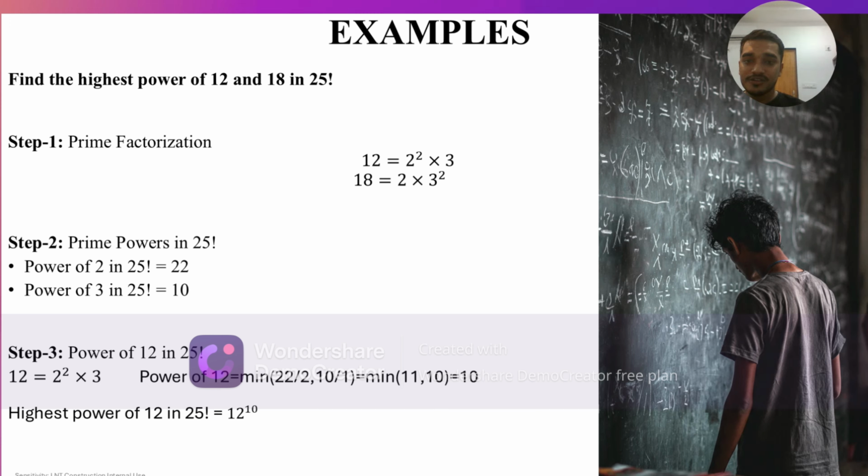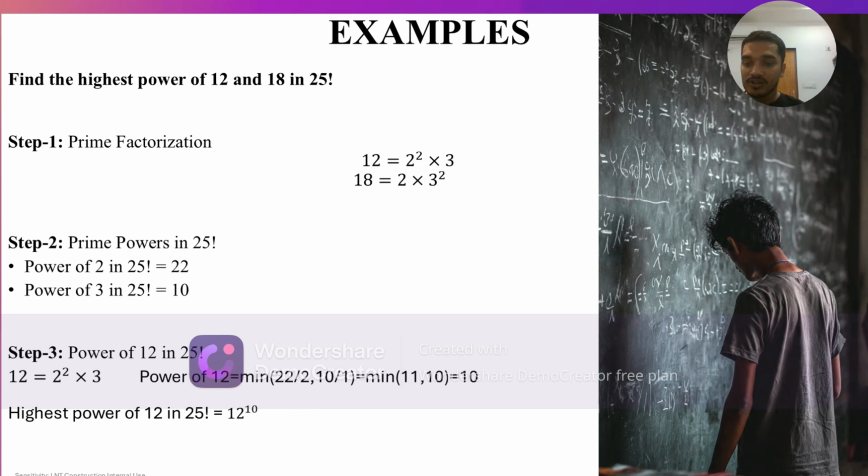If two numbers are given, for example the highest power of 12 and 18 in 25 factorial, firstly we convert 12 and 18 into prime factors. 12 is 2 square into 3 as its prime factorization, and 18 is 2 into 3 square. Now the prime powers in 25 factorial: the power of 2 in 25 factorial is 22, and the power of 3 in 25 factorial is 10.